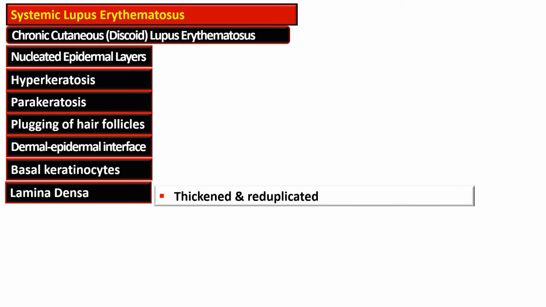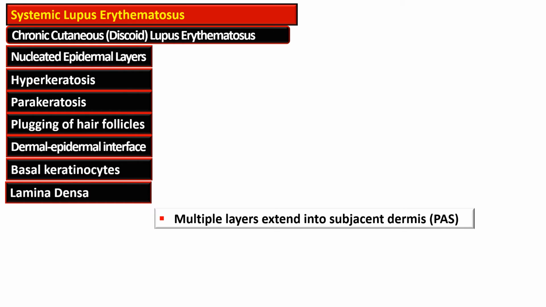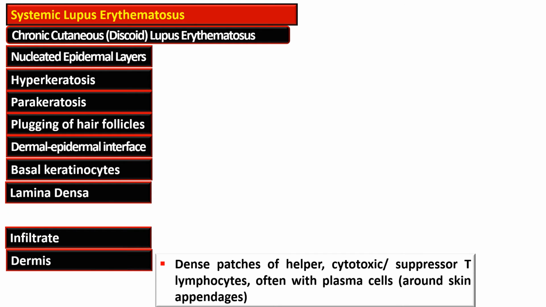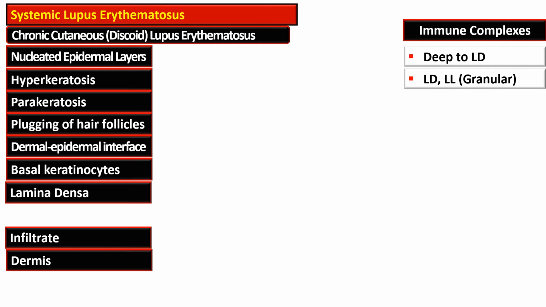apoptotic bodies. The lamina densa is thickened and reduplicated, and these are composed of multiple layers that extend into the subjacent dermis on PAS, or periodic acid-Schiff reagent stain. There is a diffuse lymphocytic infiltrate, and it penetrates the basal layer focally, and the dermis has dense patches of helper, cytotoxic, and suppressor T lymphocytes, often with plasma cells around the skin appendages.